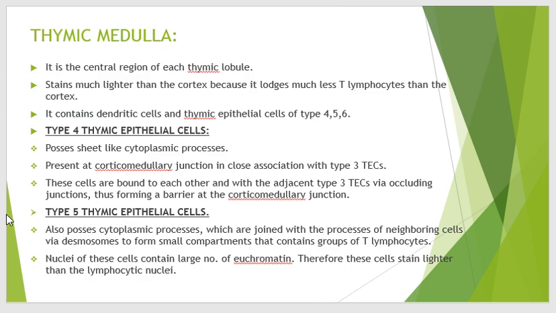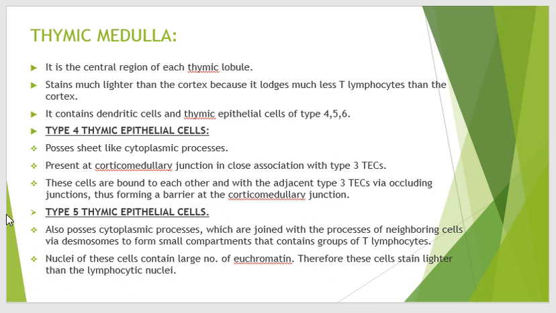Then is the thymic medulla. Thymic medulla is the central region of each thymic lobule. It stains much lighter than the cortex because it lodges much fewer T lymphocytes as compared to the cortex. It contains dendritic cells and thymic epithelial cells of type 4, 5 and 6.